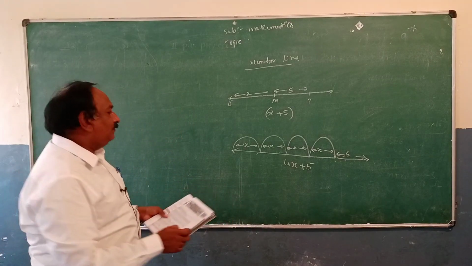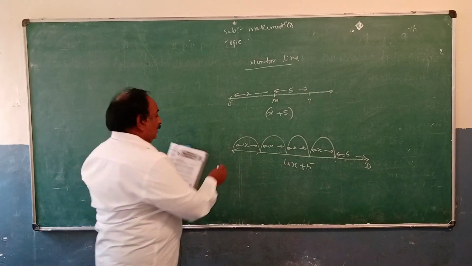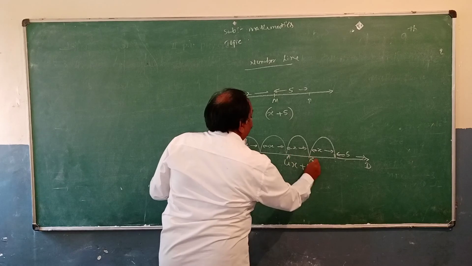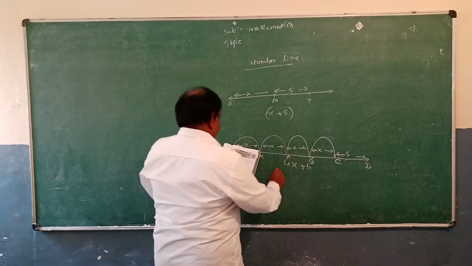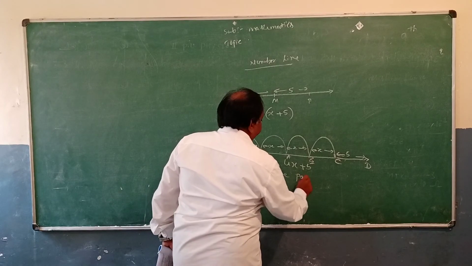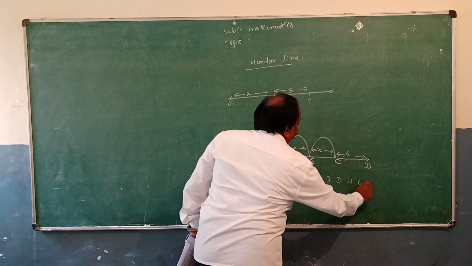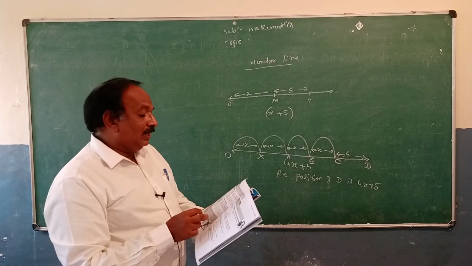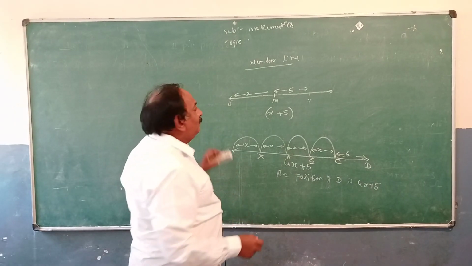This is D. The position of 0, A, this is x, A, B, C, D. What is the position of D? The position of D is 4x plus 5. Now we will pass on to some other things.